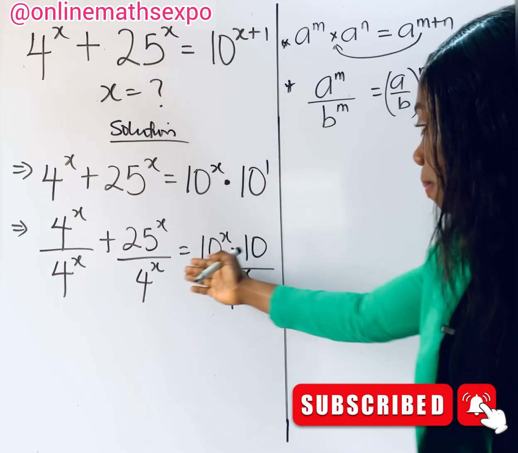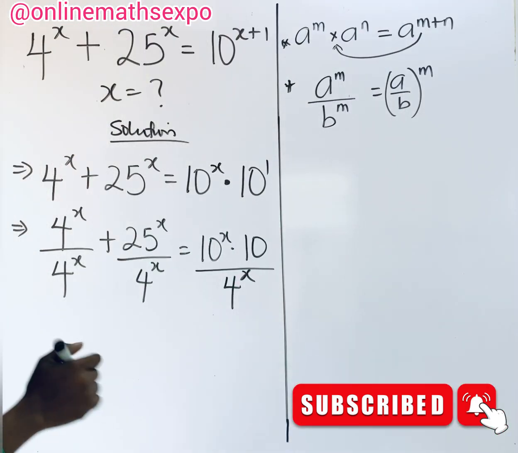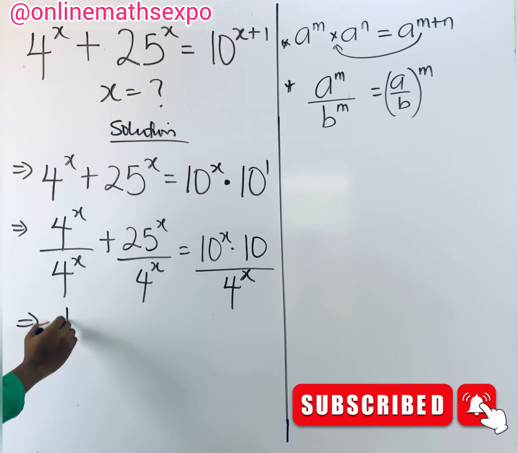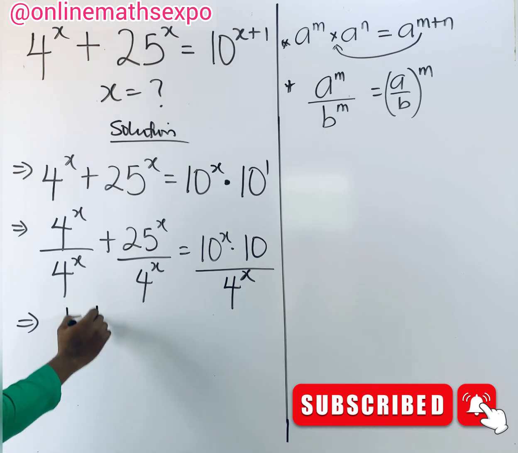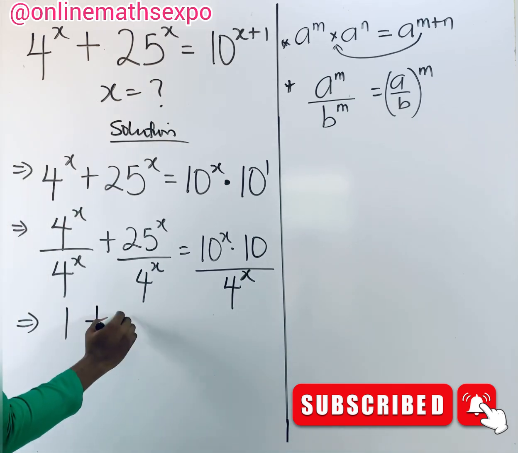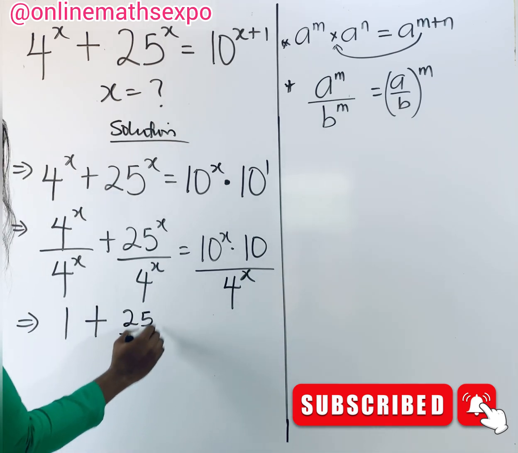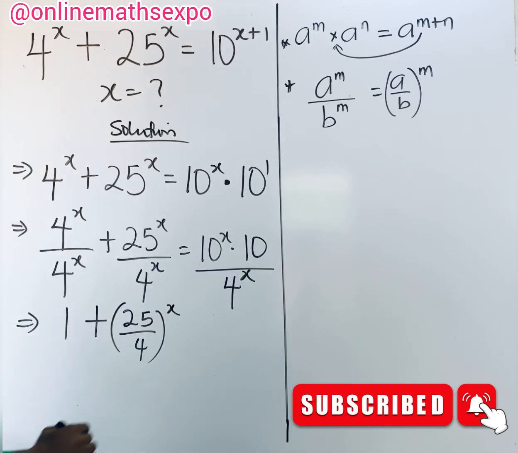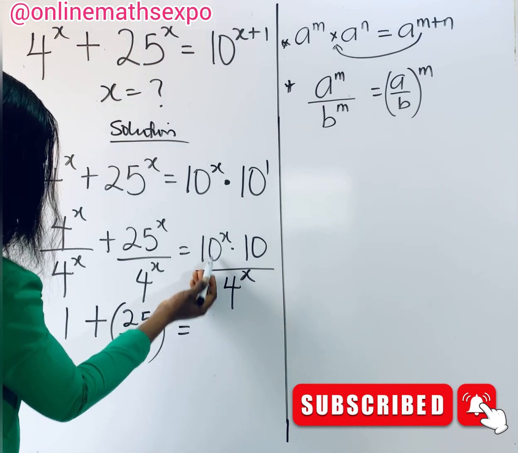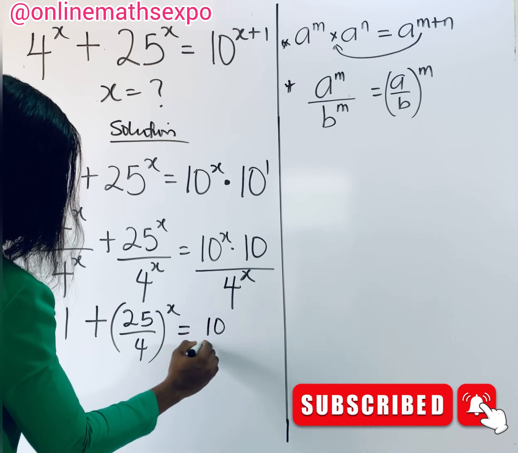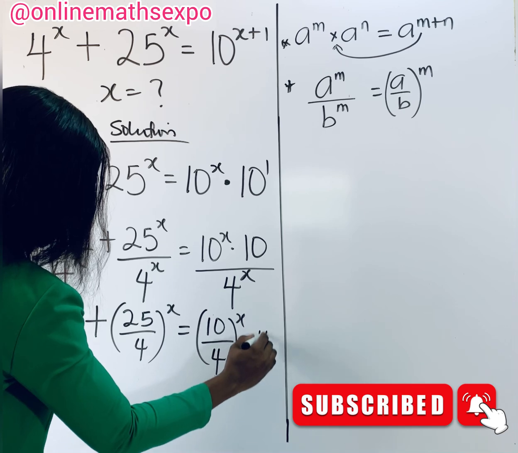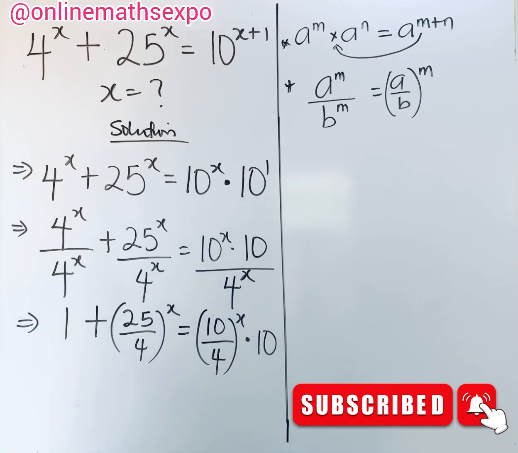For you to apply this, see what you do. You are going to now have, know that whenever a number is divided by itself, it gives you 1. So this is 1 plus. Now here, we are going to apply this rule. So that gives us 25 divided by 4 raised to the power of x. Did you see? Is equal to, now we are going to use these two. So it will be 10 divided by 4 raised to the power of x, then multiplied by 10. We have not changed anything.